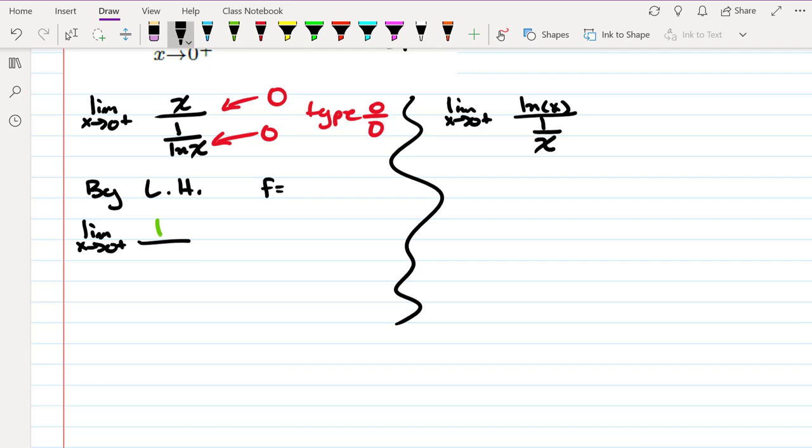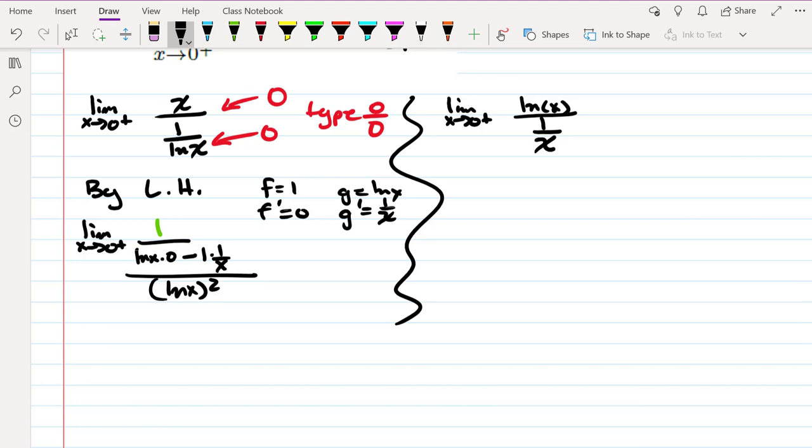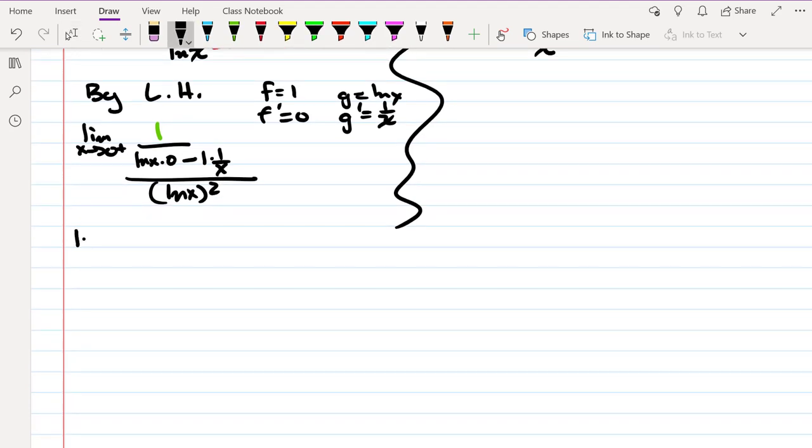So then our f is 1, and our g is ln x. Then f prime is 0, and g prime is 1 over x. And the quotient rule is g times f prime, so we're going to have ln x times 0 minus f g prime, 1 times 1 over x, all divided by g squared, which is the natural logarithm of x squared. Then we simplify that a bit, and we get the limit as x approaches 0 from the right of 1 over x divided by the natural logarithm of x squared.